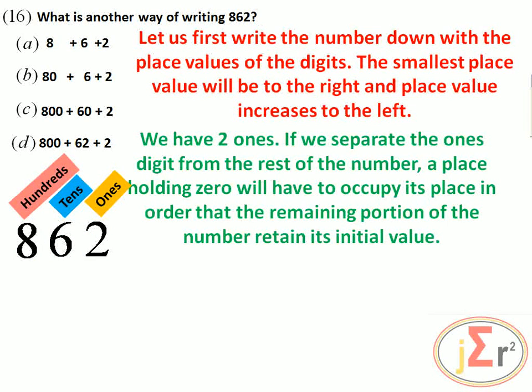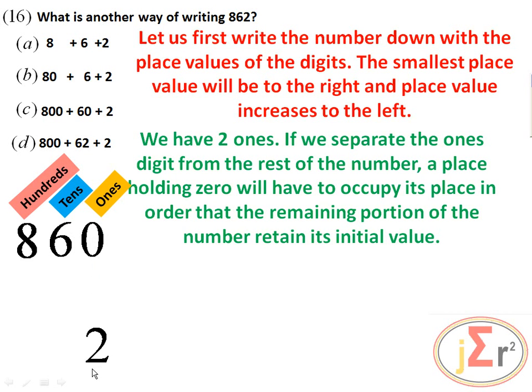If we separate the ones digit from the rest of the number, a place holding 0 will have to occupy its place in order that the remaining portion of the number retain its initial value. So let us take out the 2 and put it somewhere there. 2 what? 2 ones. Notice that the 2 ones are still in the ones column.